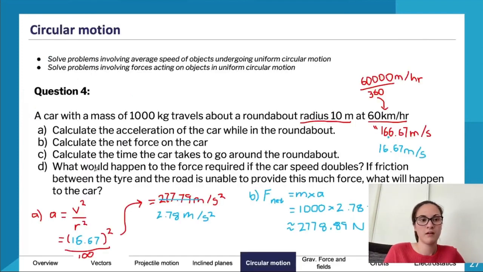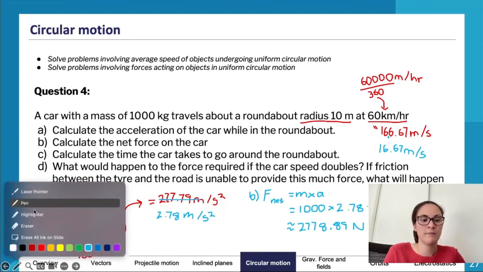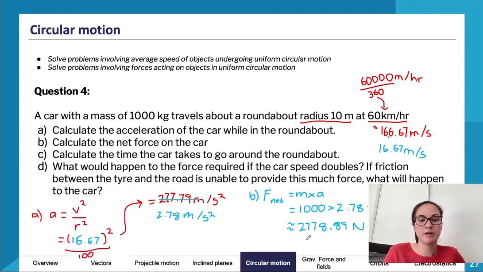Alright. Now we're up to D. What would happen to the force required if the car speed doubles? If friction between the tire and the road is unable to provide this much force, what will happen to the car? Okay, we'll deal with the first part of that question first. And we're going to do it right next to B, because it's talking about the force. So I'll get green, and we'll redo it here and see what happens to the force.